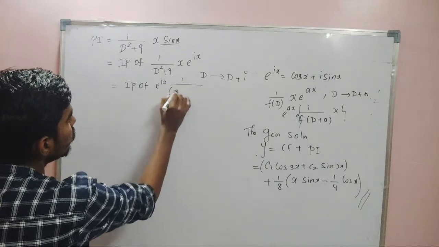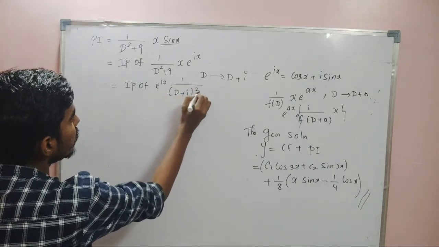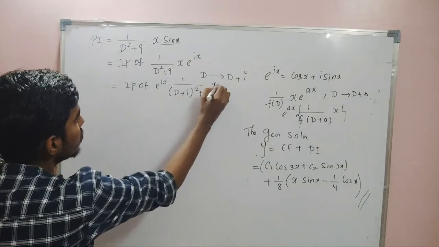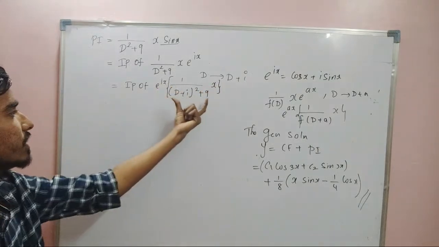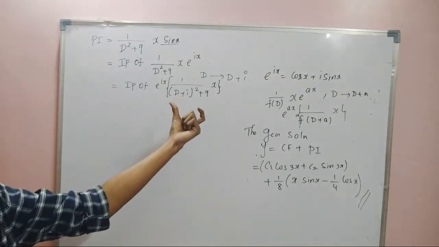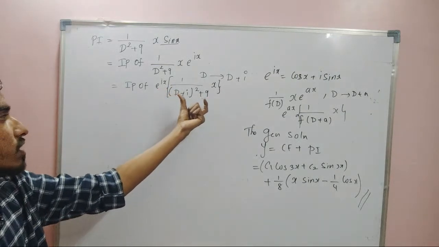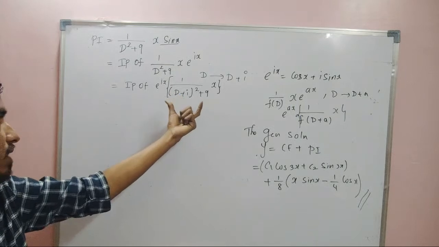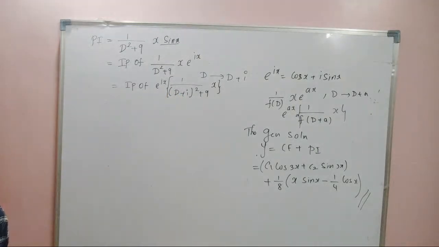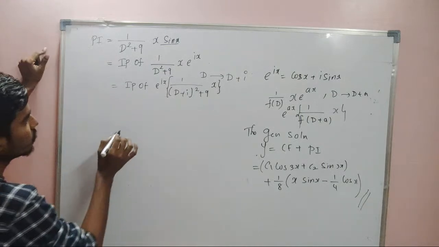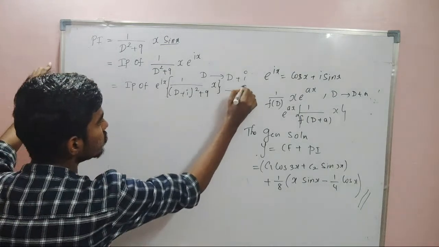This will be 1 by (D plus i) whole square plus 9, into x, right? Now you can see this is a type 3 equation. You just solve this using type 3 and then substitute here, and then you just equate the real part, you will get the answer, right? Yes. So we will mark this equation as 1.